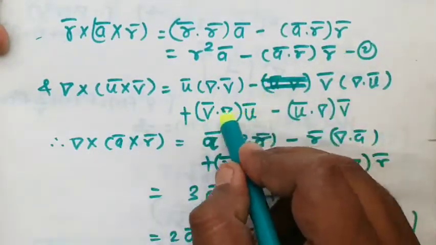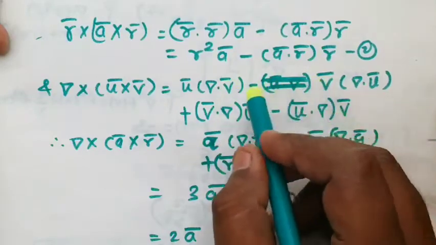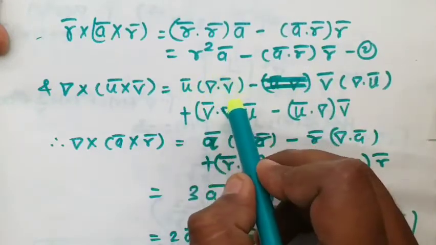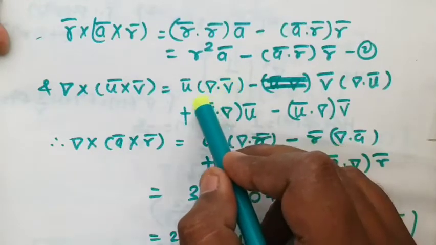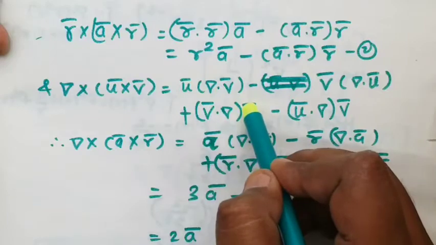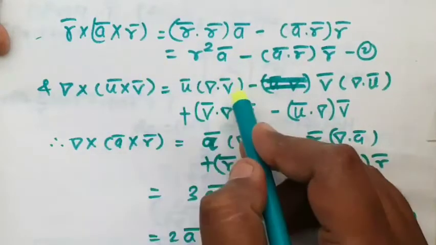Now how to write these two terms from these two terms? Just reverse the order. Write v bar first, then del dot as it is, v bar, this bracket as it is, and this u bar you write here after that. Just reverse them, reverse their order.